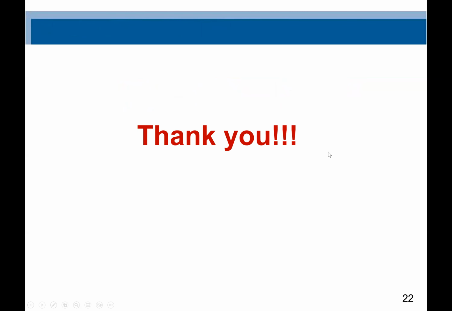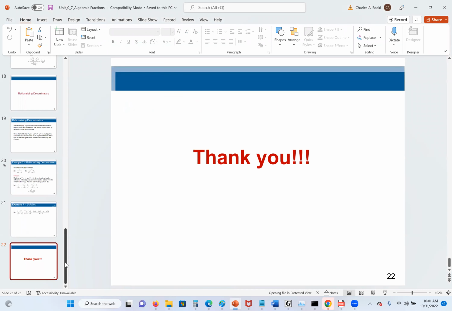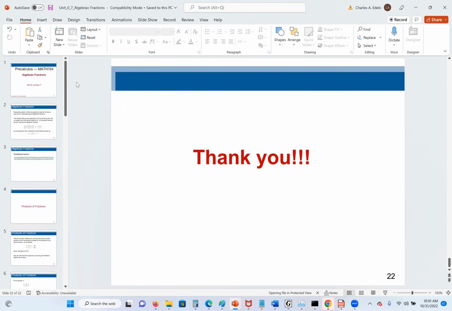So that will be the conclusion of this lecture. Again, in this lecture, we learned the concept of algebraic fractions. This rule applies to simple fractions also, but here we may have some algebraic functions. For fraction multiplication, we can multiply the numerators together and the denominators together, then reduce the answer. Or we can cancel first before we multiply. Division means we have to change the division sign to multiplication first. Then addition and subtraction means we have to find the LCD first to combine the terms.